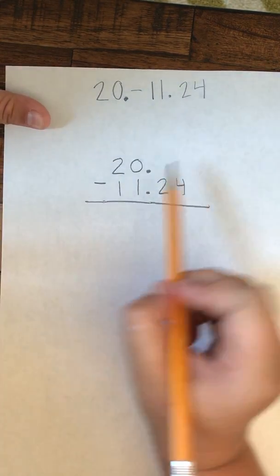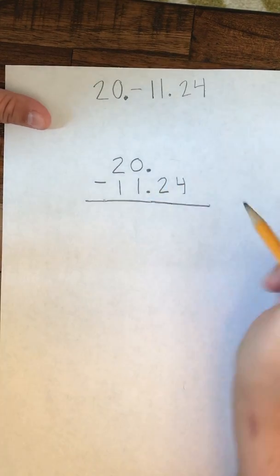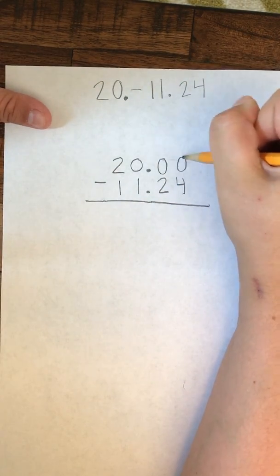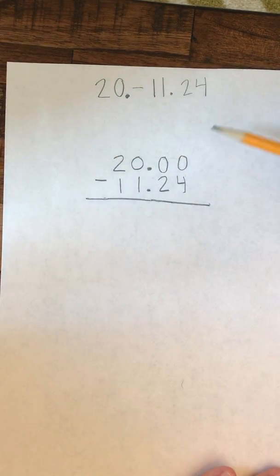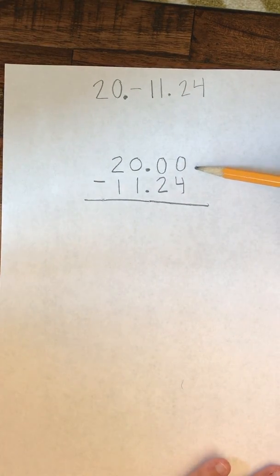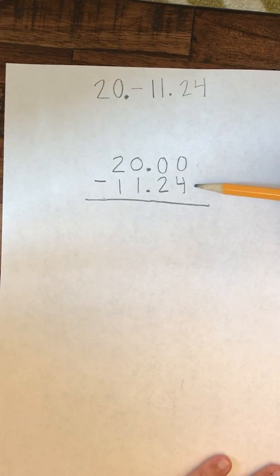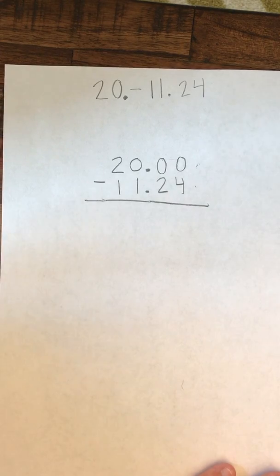Now, as you can see, there's some bare space up here. We need to add our ghost zeros, so we're going to do those. Anytime you're doing subtraction, you need to make sure that the greatest number is on top. You cannot subtract a bigger number from a smaller number. It has to be the greatest number on top.